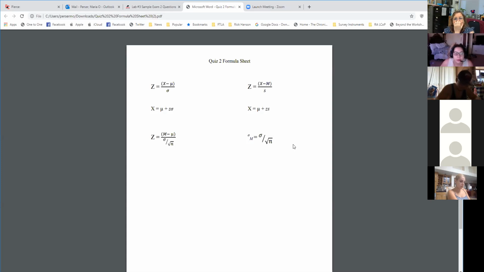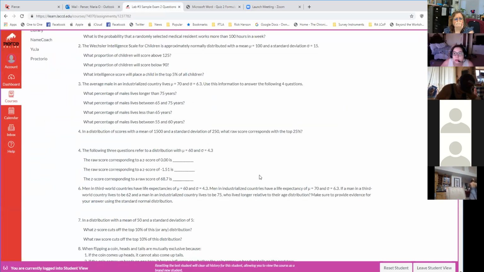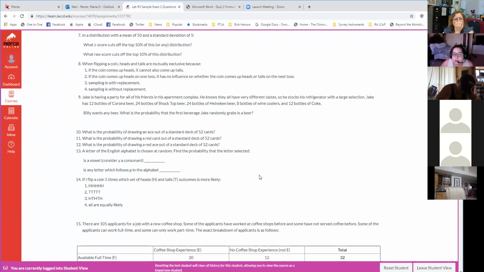Oh, Professor, I have a question. Could we work on number 14? Because I always get confused with the flipping the coin probabilities. Well, with probabilities, this one here.